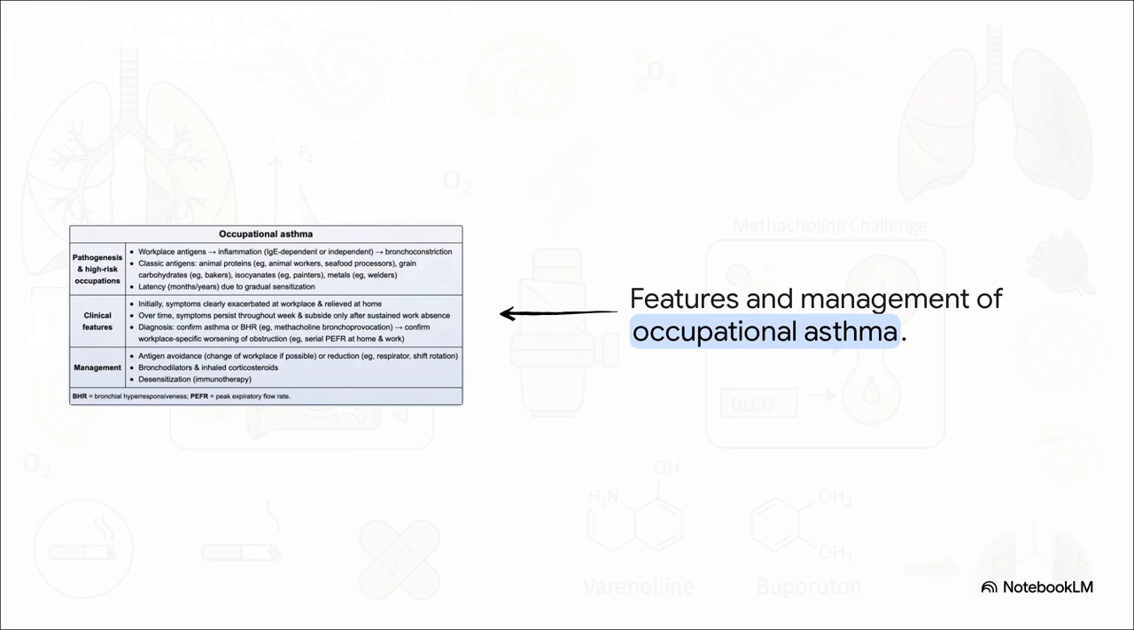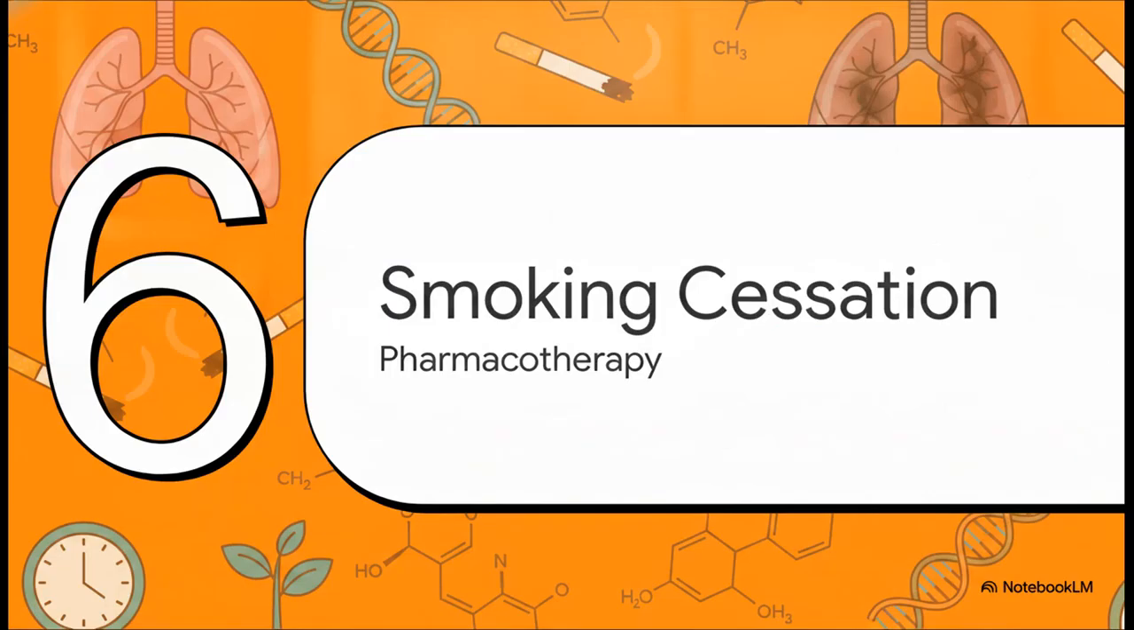Diagnosing occupational asthma is a two-step process. First, you have to confirm baseline asthma using spirometry or methacholine bronchoprovocation. Once that's established, you need to demonstrate workplace-specific worsening. You do this by having the patient record serial peak expiratory flow rates both at home and at work. A decline of greater than 20% in their peak flow while they are at the workplace is what definitively confirms the diagnosis.